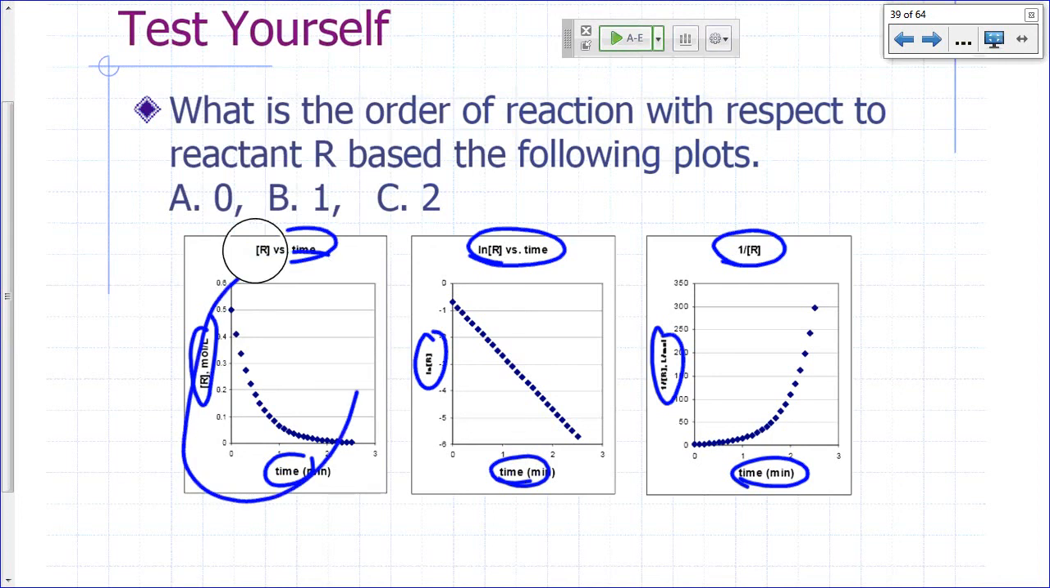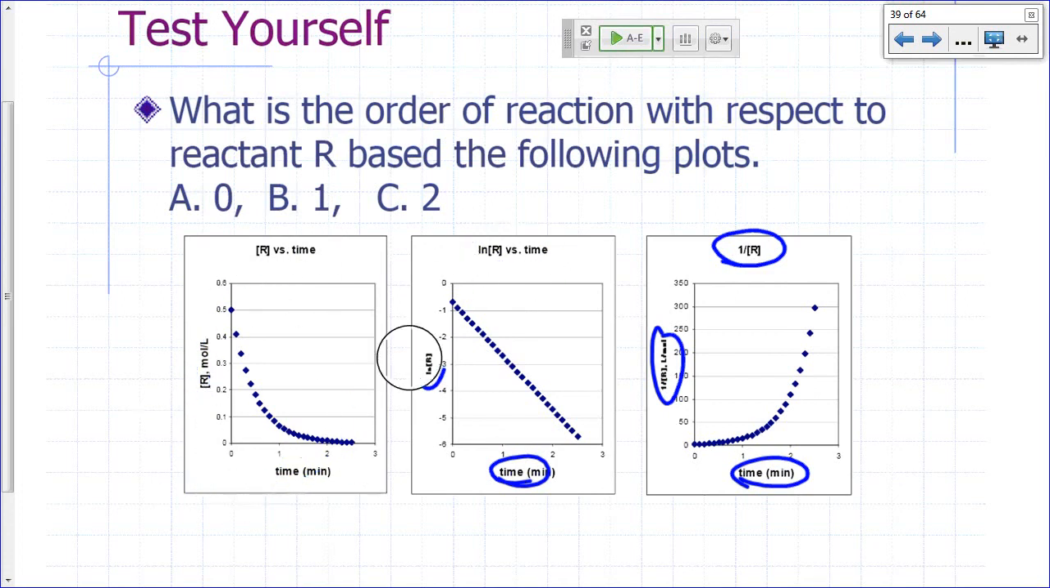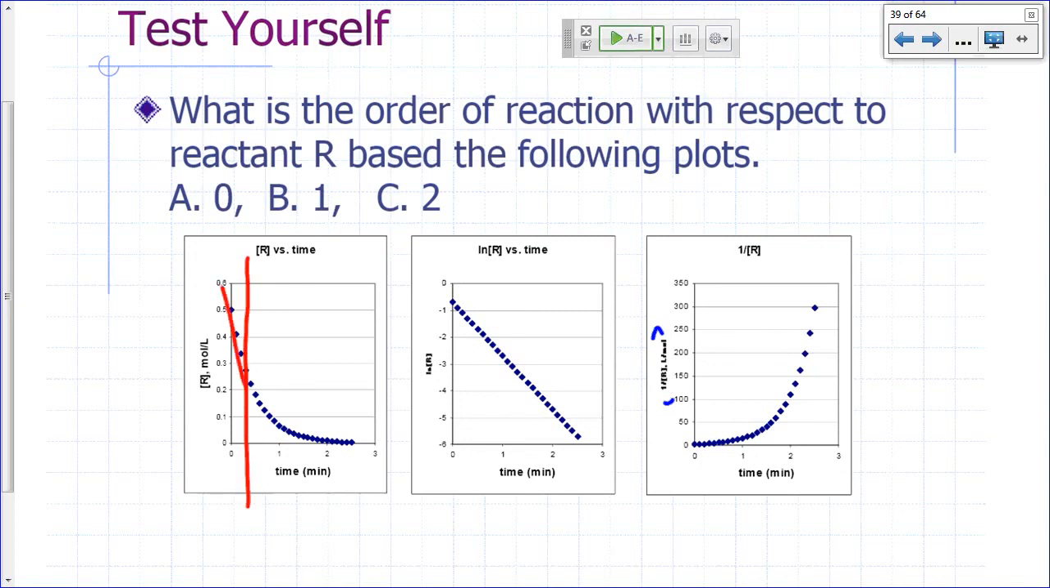Now, a very important warning about doing this in the lab. If you do not follow your reaction far enough, let's say you stop your reaction after this much time has elapsed, you might think it's linear. That graph is linear, right? So make sure you follow your reaction far enough so you can tell if it really is linear. Sometimes you could be tricked into thinking something is linear when in fact it's not. It just so happens you did not follow the reaction far enough.